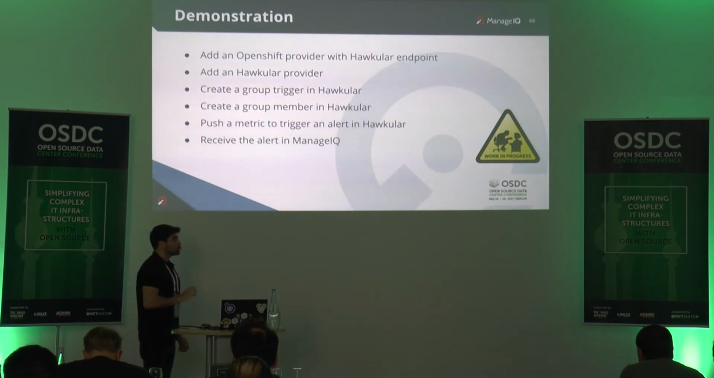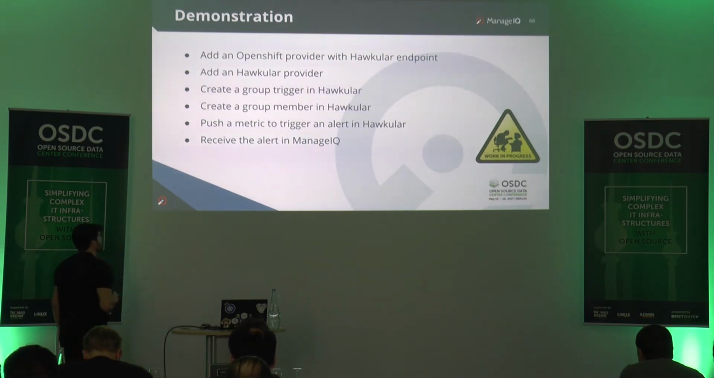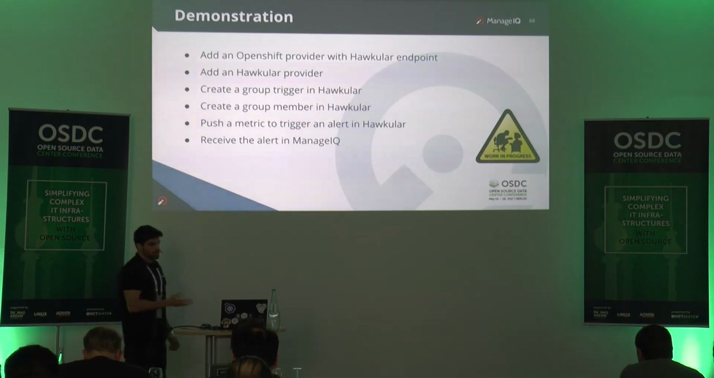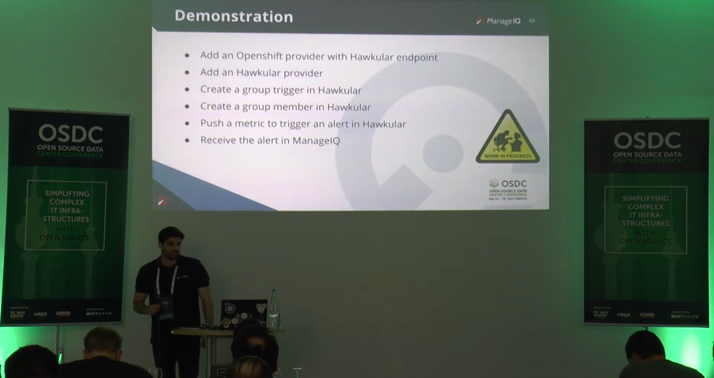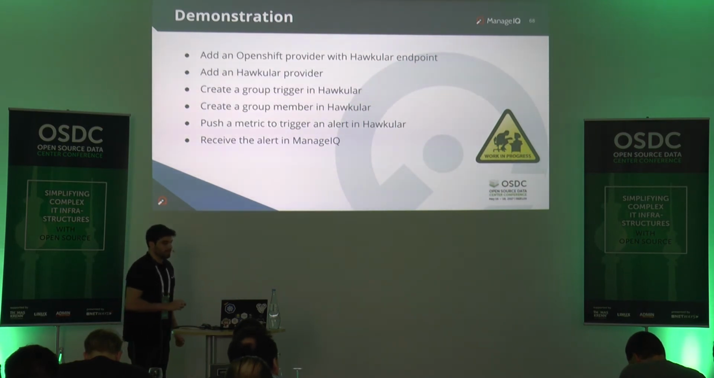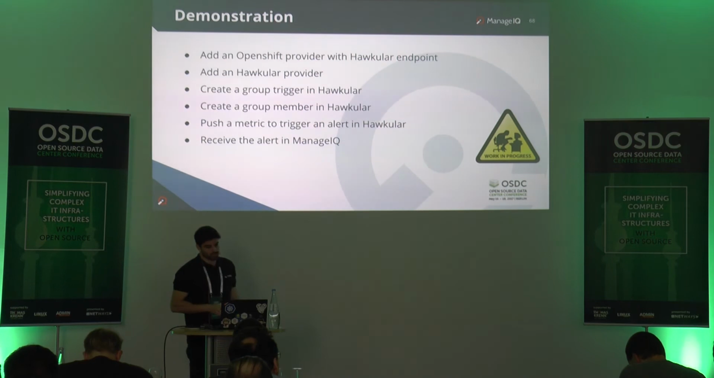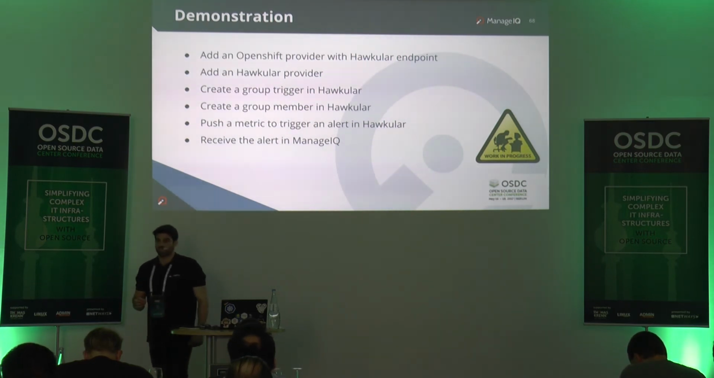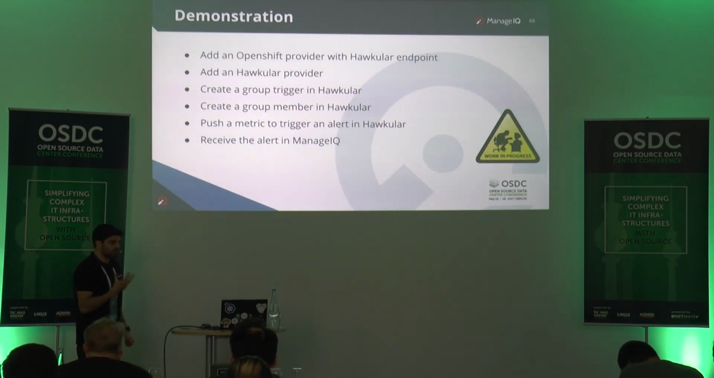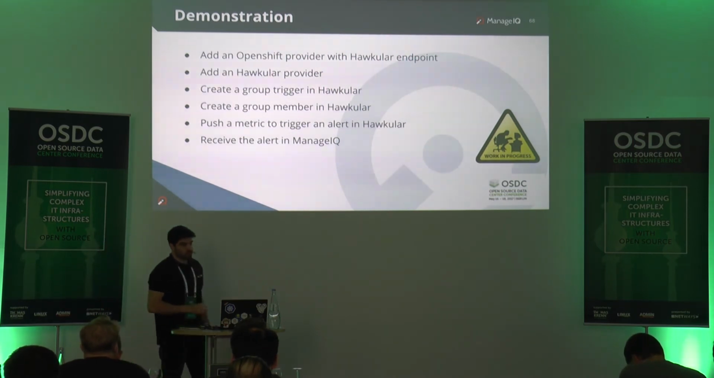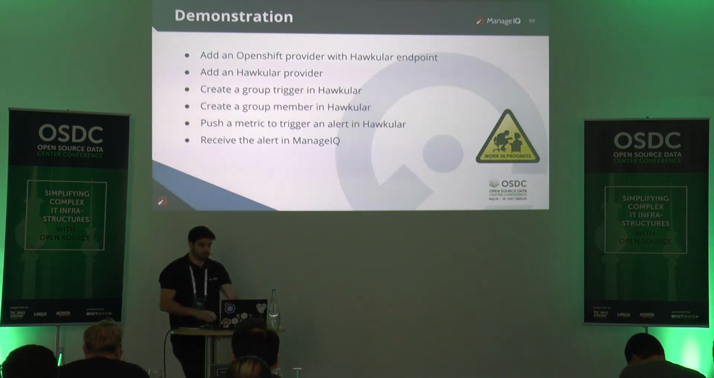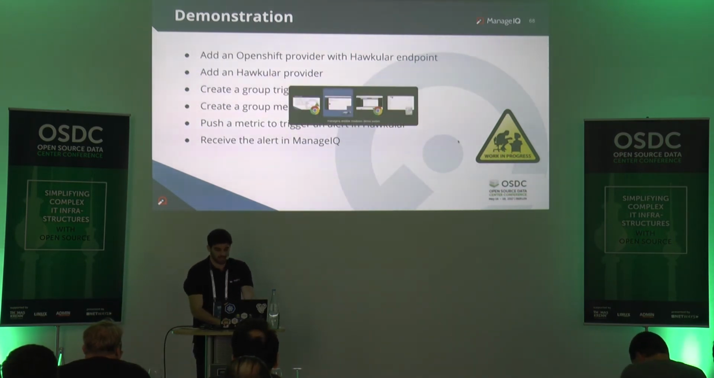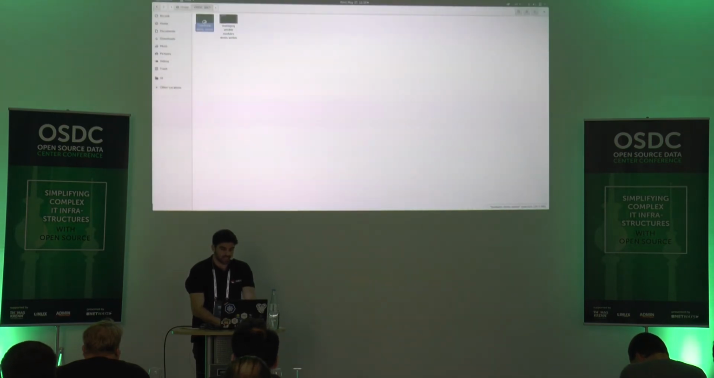So in this demonstration, we'll add an OpenShift provider, but this time we're also going to add an Ocular provider. It's a different type of provider. And then we're going to create a group trigger, create a group member, both in Ocular, push an artificial metric to Ocular using a script, and then we're going to receive the alert in ManageIQ. Now, just before I show you the demo, I want to mention that this is a work in progress, so maybe some of the icons are missing. This is a feature we are actually working on right now.